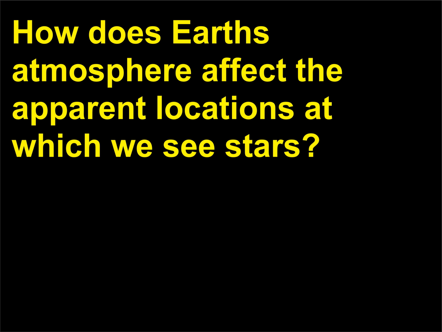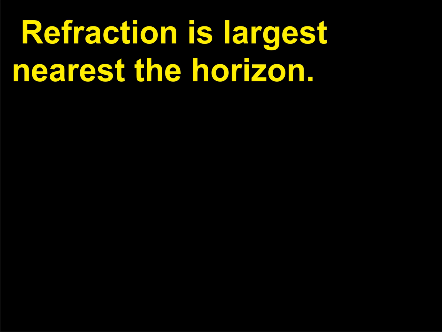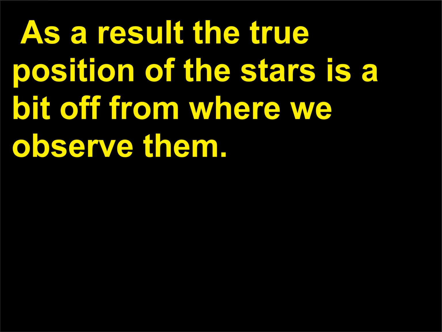How does Earth's atmosphere affect the apparent locations at which we see stars? The light from stars refracts slightly as it enters Earth's atmosphere. Refraction is largest nearest the horizon. As a result, the true position of the stars is a bit off from where we observe them.